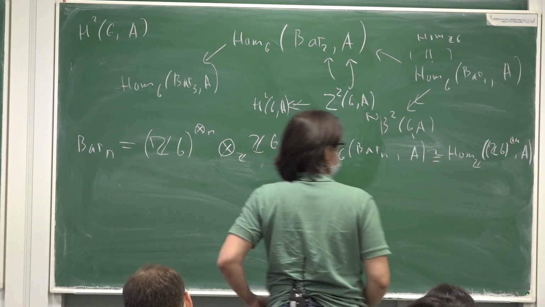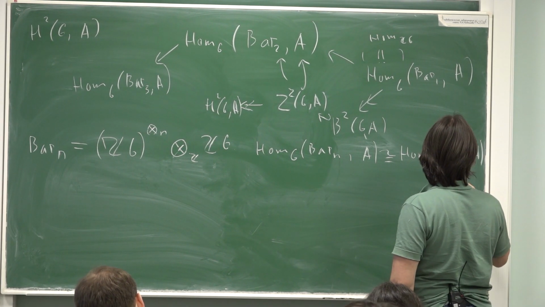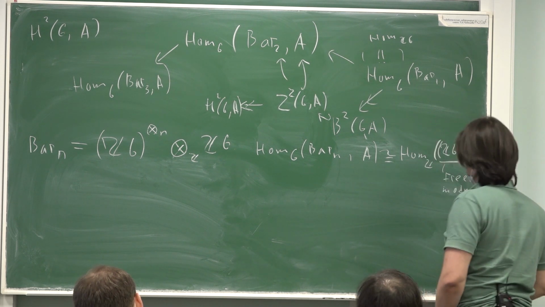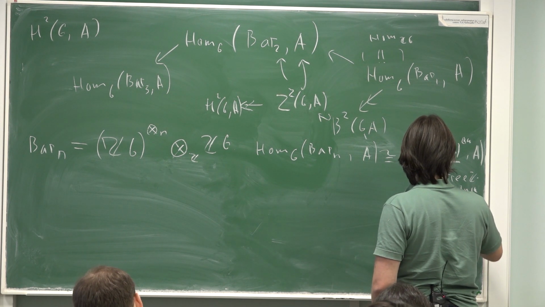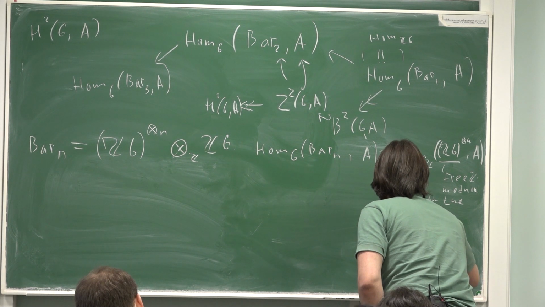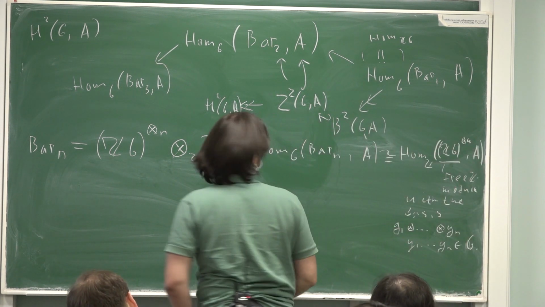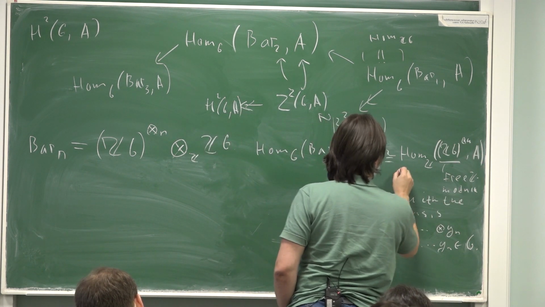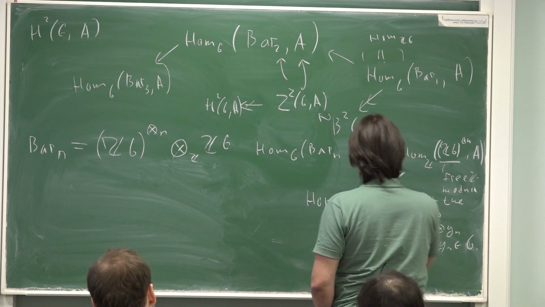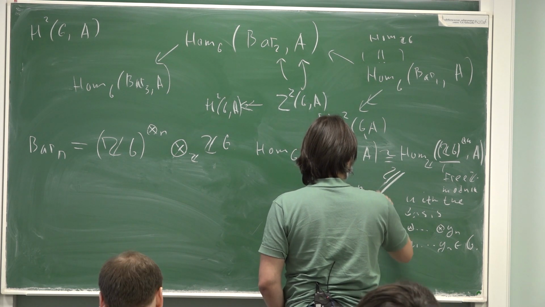So this is a free Z module with the basis g1 tensor ... tensor gn for g1, ..., gn from G. Yes. So in fact, it is isomorphic to hom in sets from G to the nth power to A.